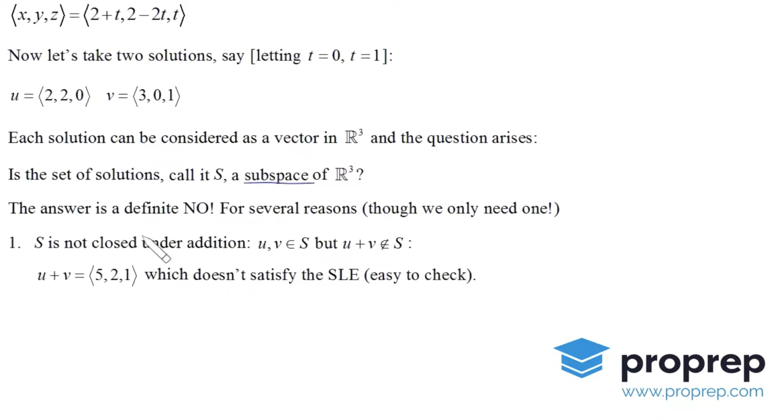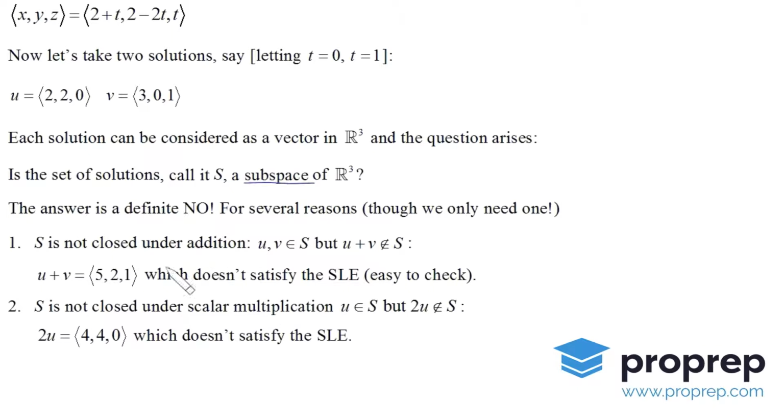The first axiom or condition is that to be a subspace it should be closed under addition. In other words, if two things are in S, their sum should also be in S, but that's not the case. Let's take this u and v. U and v, each of them is a solution, so it's in S. But if I take u plus v, I get 5, 2, 1. And you can easily see that this does not satisfy the set of equations. It doesn't satisfy either one of the two equations. You should check that.